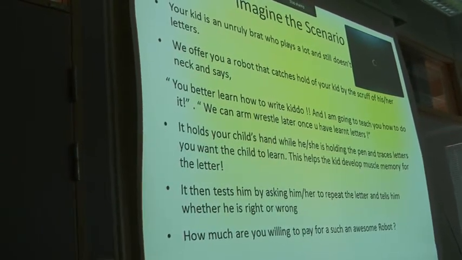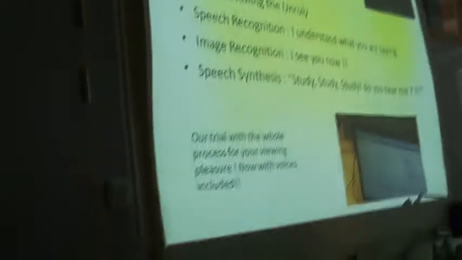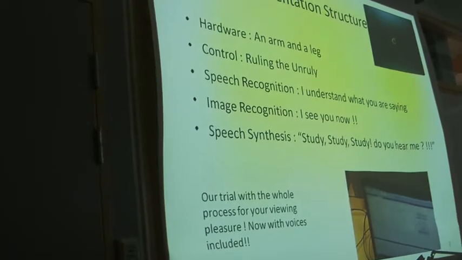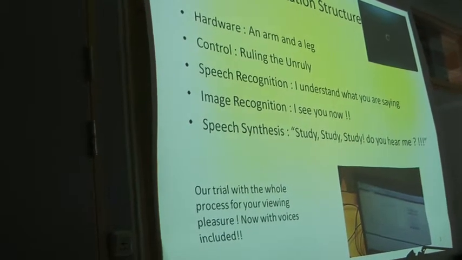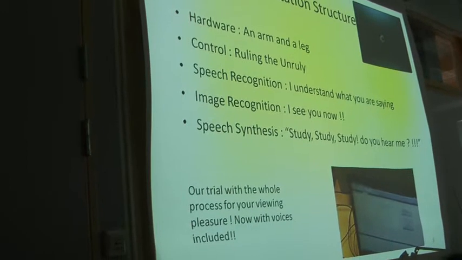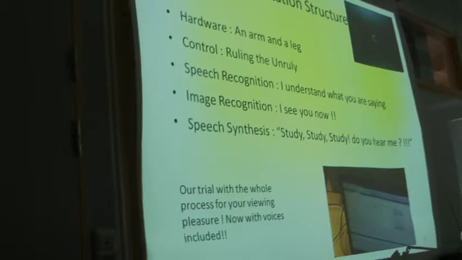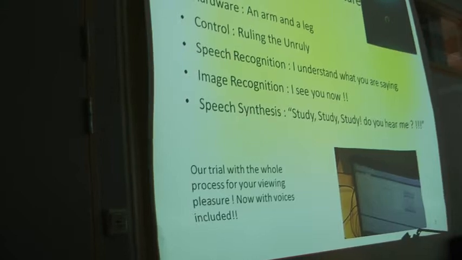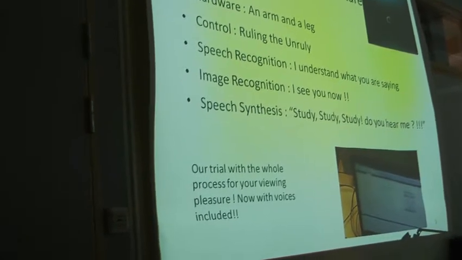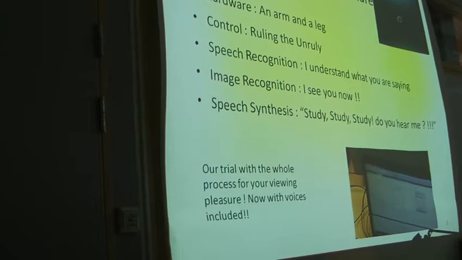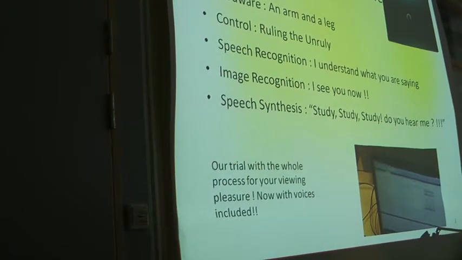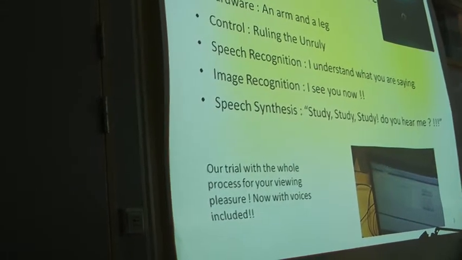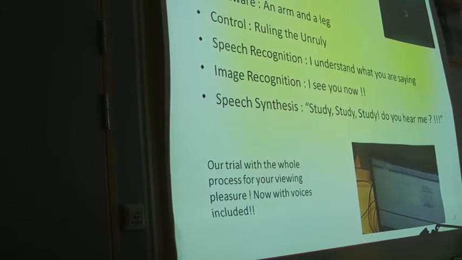With that inspiration, we started the project. If we consider that scenario, we have these 5 essential components. One, you need the hardware, of course. Then how you control the different servo motors. Of course, you need speech recognition so that the child can communicate with the robot and tell it if they encounter some difficulty with the letters. Image recognition so that the robot recognizes what the child has written and tells him whether it's right or wrong. And finally, speech synthesis so that it can tell him to study.